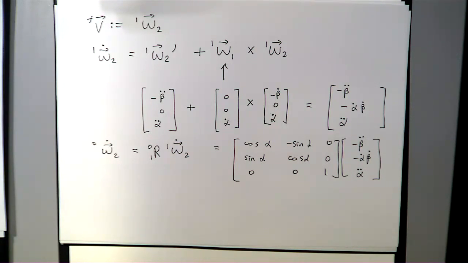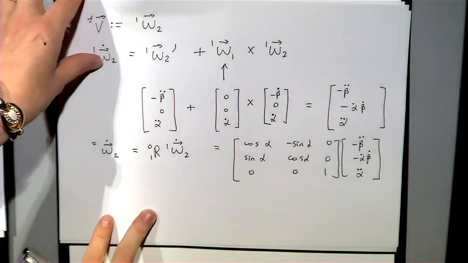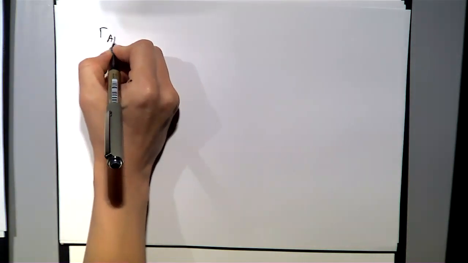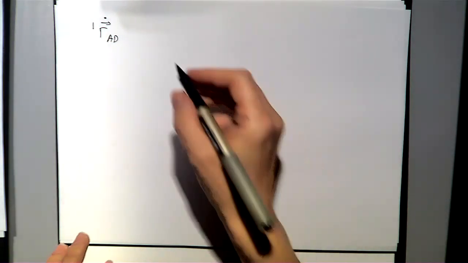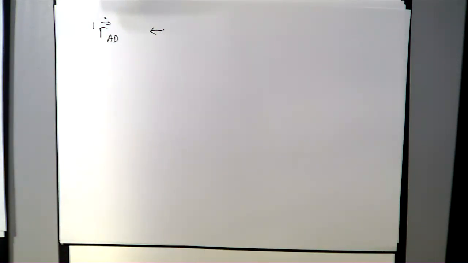And final example for today. This system. And for this one, we are doing, sorry, what was it? RAD dot, so RAD dot in frame one. What is the verbal name of this thing?